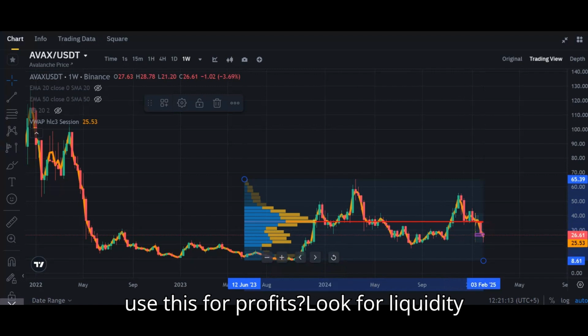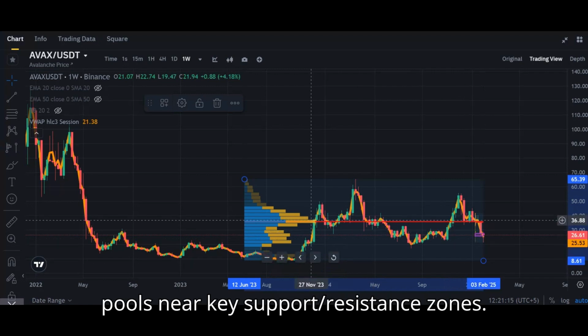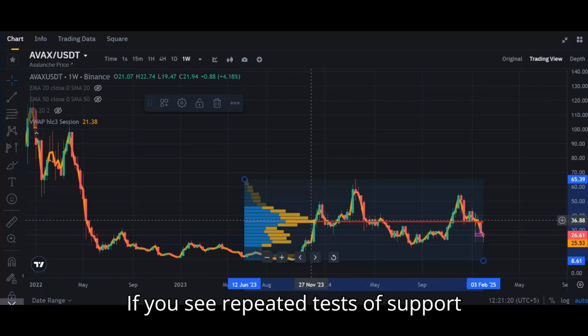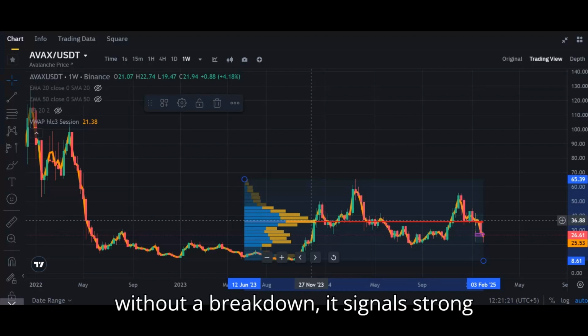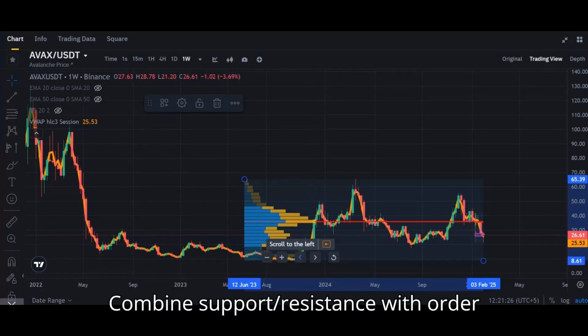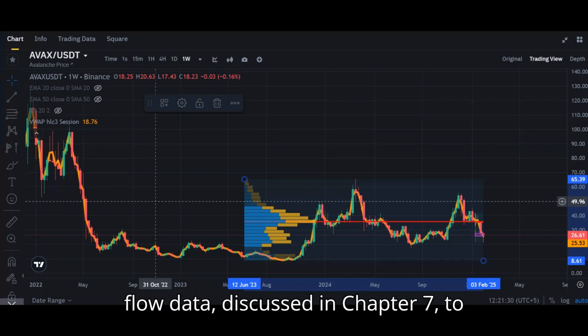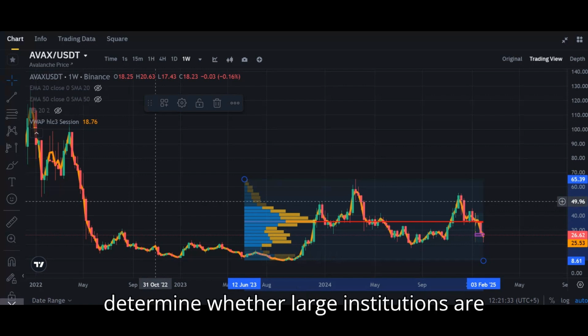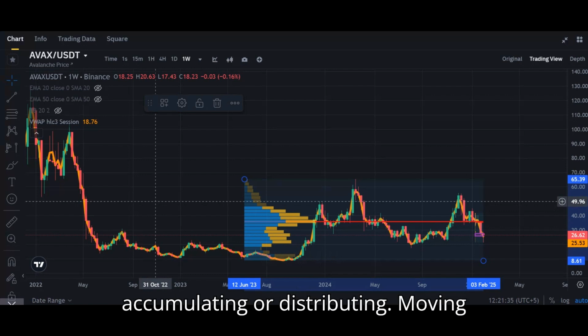How to use this for profits? Look for liquidity pools near key support/resistance zones. If you see repeated tests of support without a breakdown, it signals strong demand, making it a good long entry. Combine support/resistance with order flow data, discussed in Chapter 7, to determine whether large institutions are accumulating or distributing.